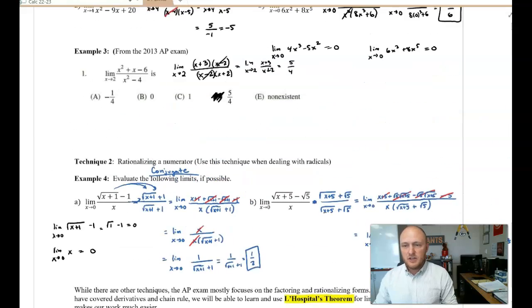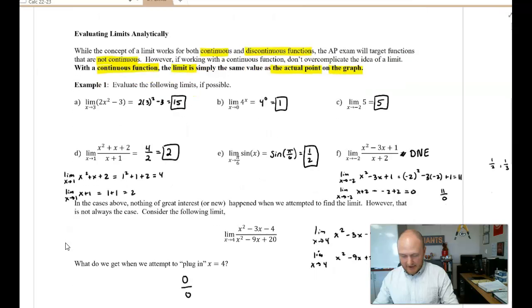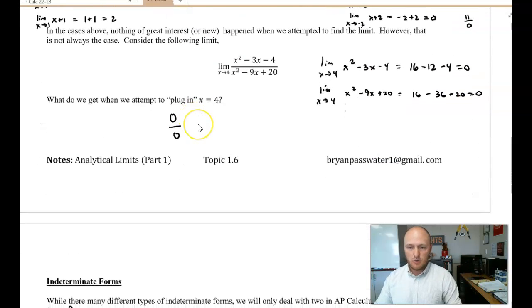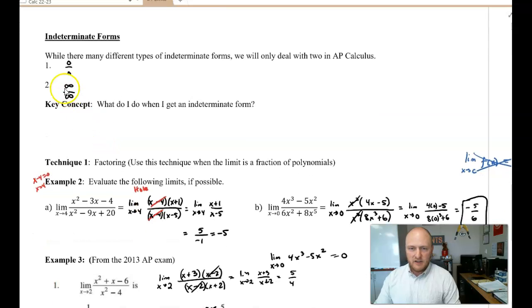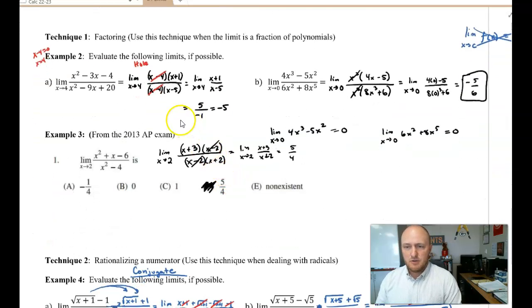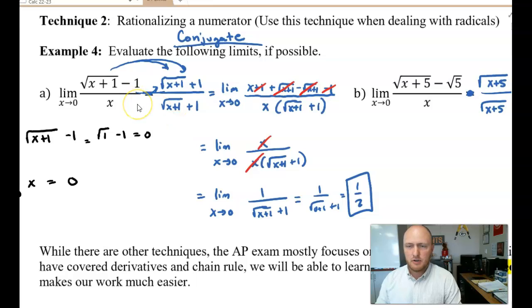All right, in this video, you should have learned to evaluate limits algebraically or analytically. Plug in the limit value, see what you get. If you get an indeterminate form, 0 over 0 or infinity over infinity, you're going to have to factor, cancel stuff out, and solve. Otherwise, if you have a radical in there, you're going to have to multiply by the conjugate. That's what we learned in this video.